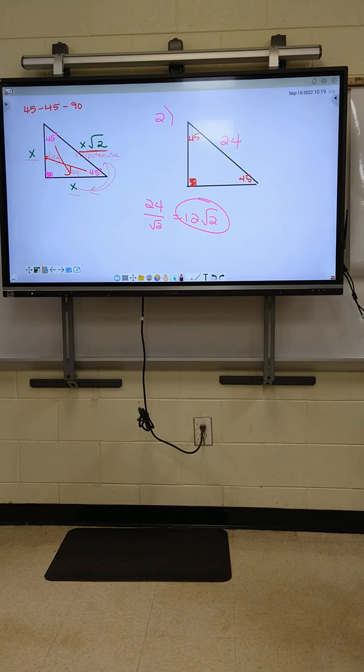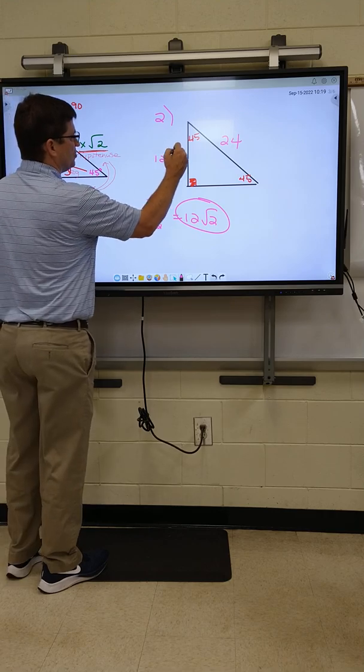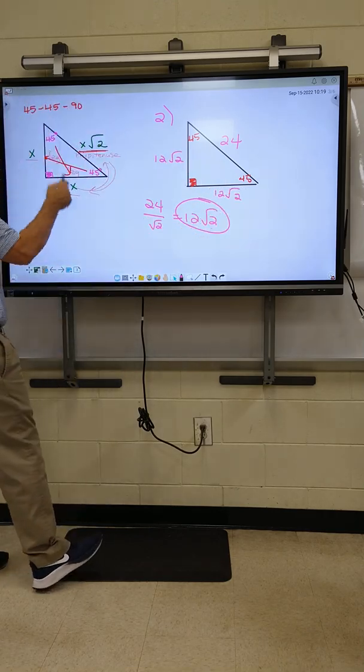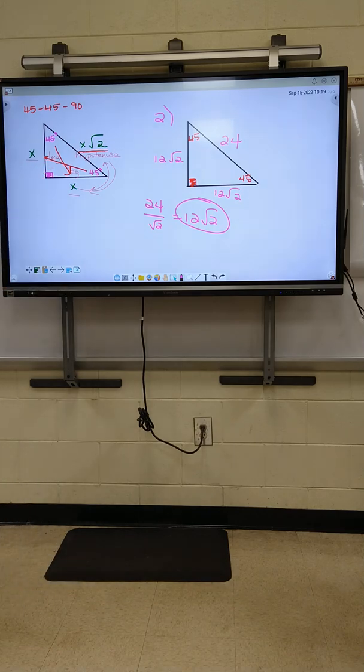All right, everybody understand how you get 12 root 2? That means both sides are 12 root 2. You didn't punch your calculator? All right, so 24 divided by root 2. If this side is 12 root 2, then this side is 12 root 2, because we know those two sides are always equal.